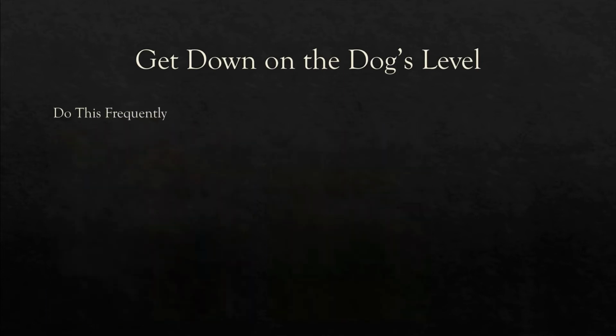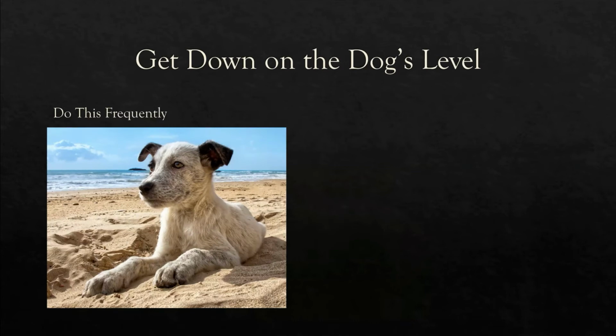Do this frequently. Okay, so here's a picture of a puppy I took on the beach. And you notice when you get down, I laid down for this picture, right? I'm lying on my stomach on the beach about 10 feet from this dog, and I snapped this picture. This gives you a feel for what the world's like from the dog's perspective, right? You're bringing yourself down into the dog's world, and it just makes for a so much more expressive shot. So I highly recommend that.